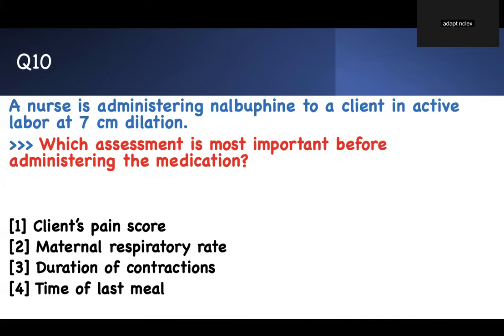Time of the last meal. Well, it's too late. So we have 1, 2, 3. The most important is the mommy respiratory status. If it's low, we have problem. So that's the most important one I have to worry about.